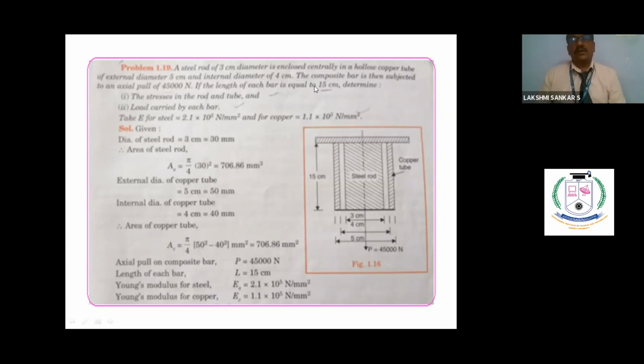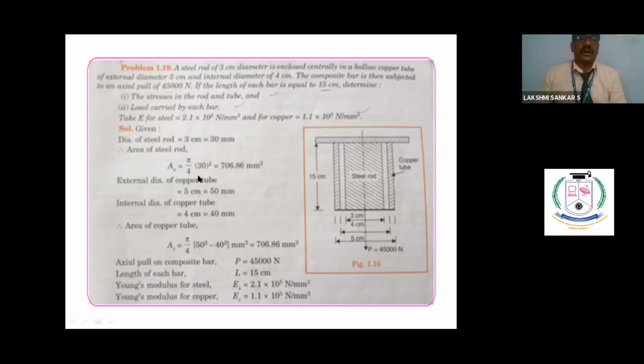The length of each bar, even if not given, the problem can be solved because we are not using it in any other place. That is another observation. Okay. Determine the stresses in rod and tube, and the load carried by each bar. Young's modulus for steel and copper is given: 2.1 × 10^5 Newton per mm square for mild steel, and 1.1 × 10^5 for copper.